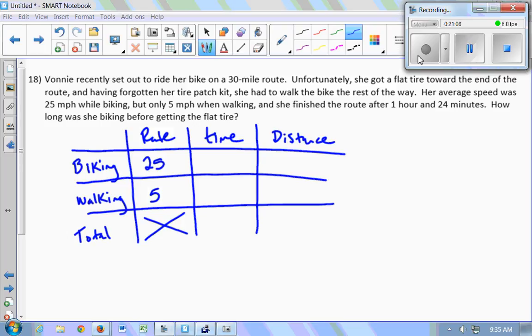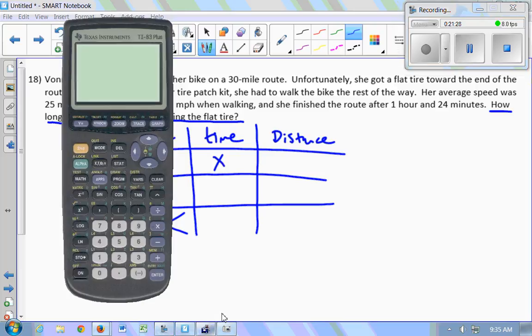All right, and then so for time, that's the question, right? How long was she biking before getting the flat tire? So we'll call X the amount of time she spent biking. And we know the total time was 1 hour, 24 minutes. So if I wanted to put that in as a decimal, right, 24 minutes out of 60 minutes in an hour, right, is 0.4 of an hour. So this is 1.4 hours. So that's one place where people make mistakes on this problem, is they write 1.24.